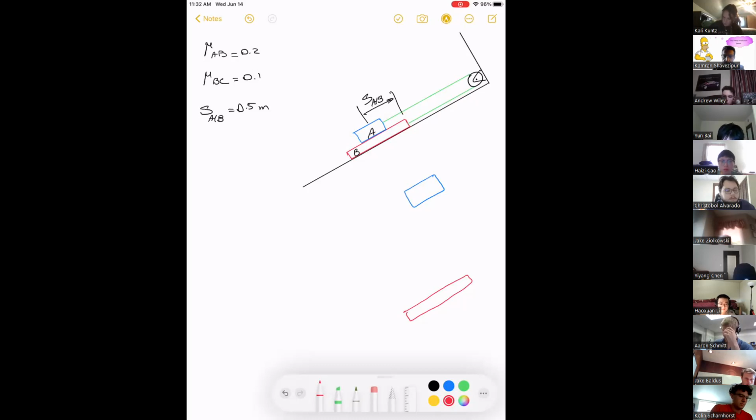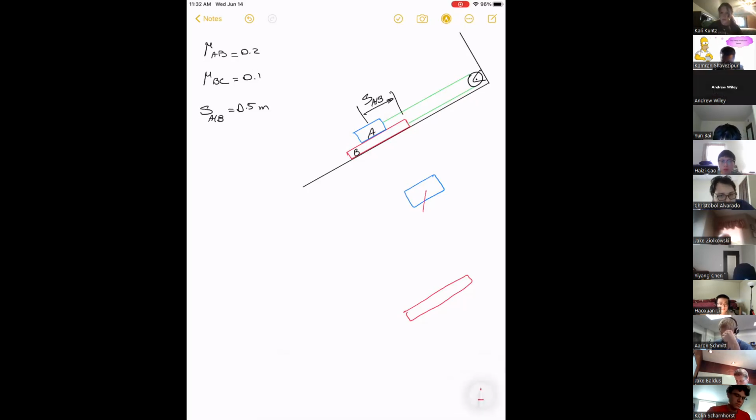Gravity, friction, normal force. Okay, let's just go one by one. Gravity. So I'm going to have MAG. Then you said normal force. I'm going to put normal force with green. Fn. Remember, this normal force is between A and B. So I'm just going to call it Fn AB, right?